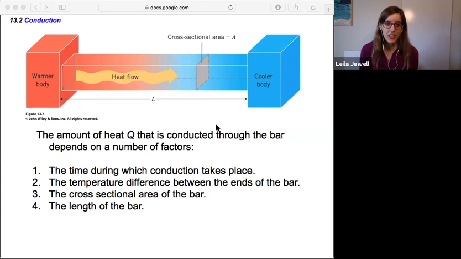And then also the length of the bar, where a longer bar will actually reduce the amount of heat passing through, right? If you have, for instance, a poker, something you stick into the fire, or a spatula, it helps for it to be longer, because the longer it is, the further that heat has to travel to go from one end to the other. So all of these ideas are wrapped up into an equation that describes conduction.